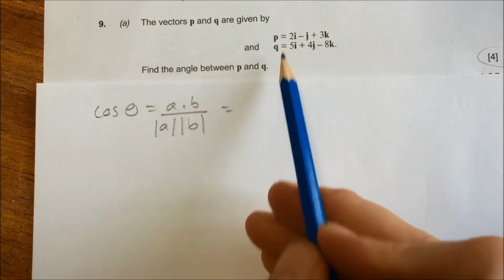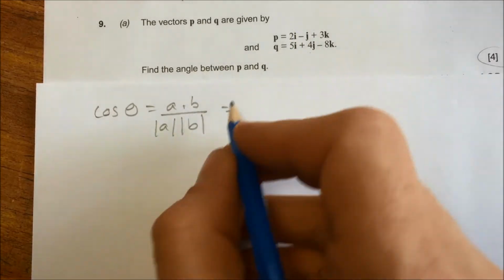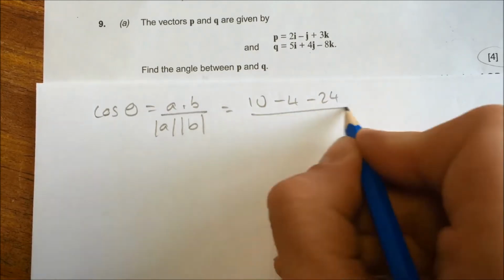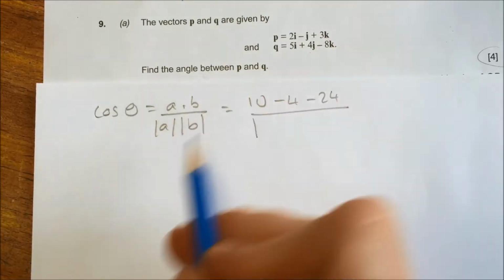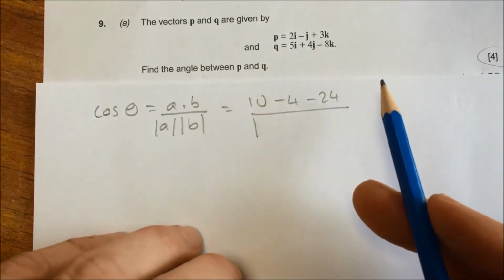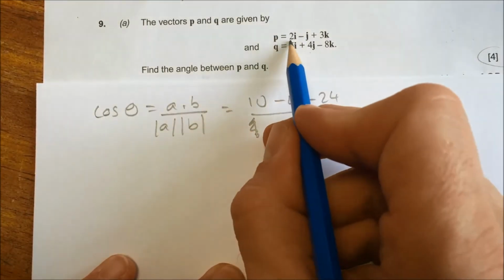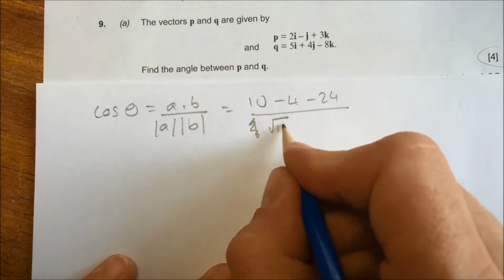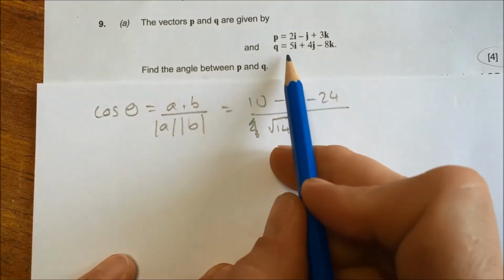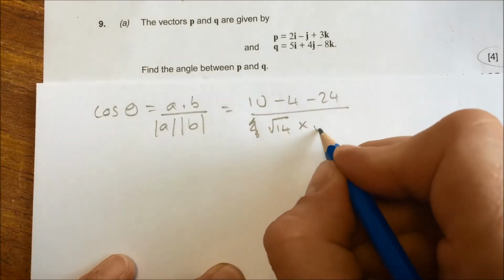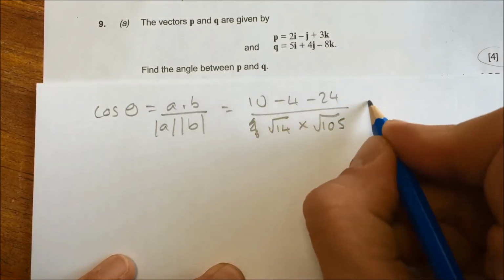The dot product, multiply the i's, j's and k's and add them up. So I've got 10 minus 4 minus 24. And the magnitude of the vector, you square them, add them and root them. 2 squared is 4, 1 is 5 plus 9 is root 14. Multiplied by 25 plus 16 plus 64, which is the root of 105.